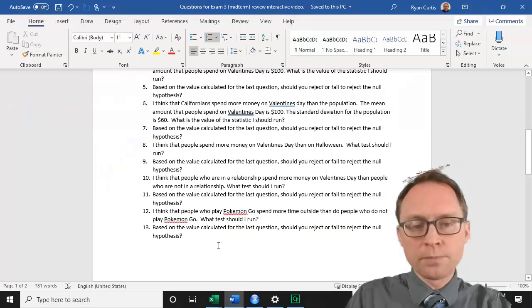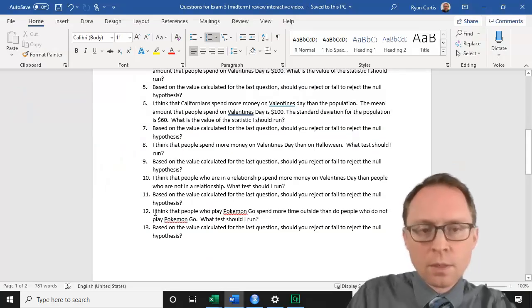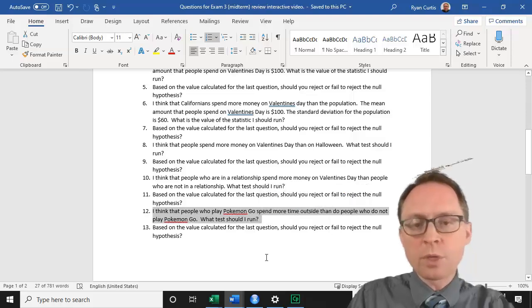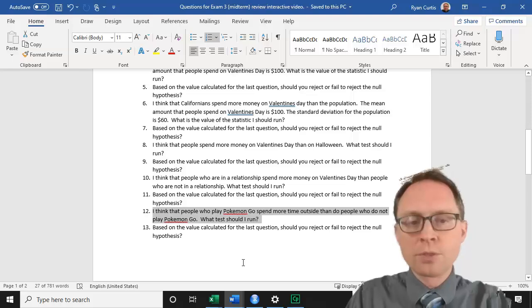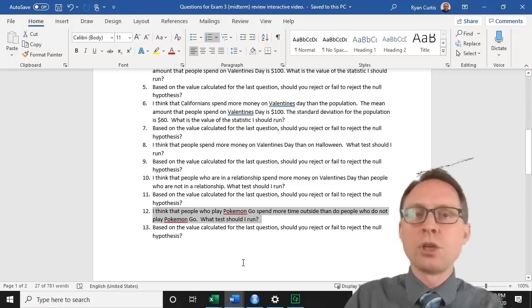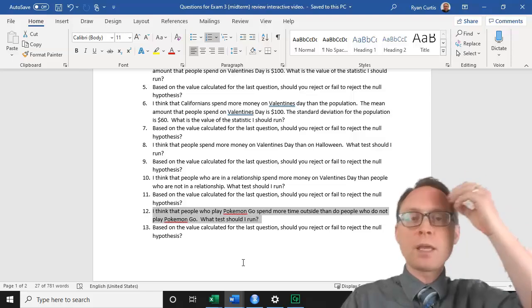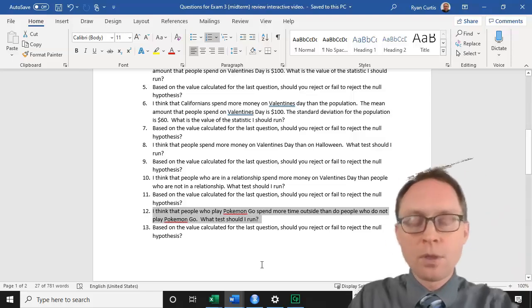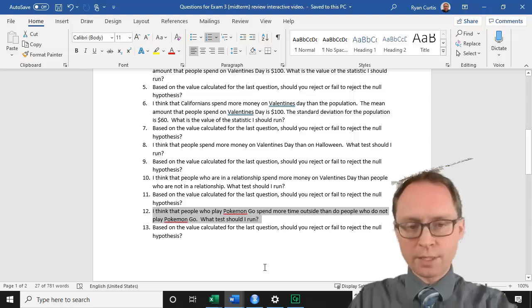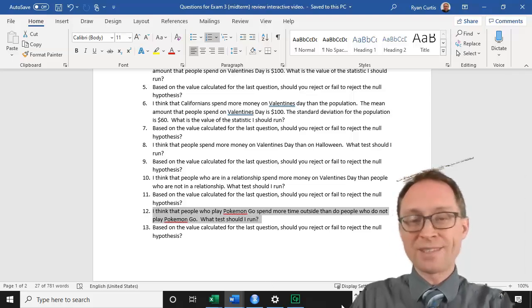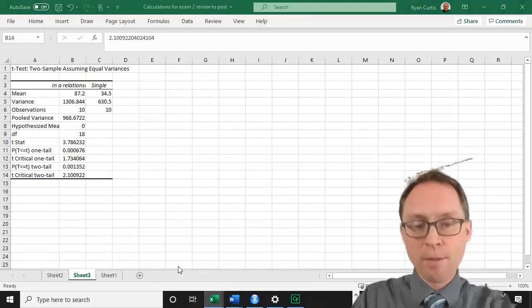Now, question number 12. I think that people who play Pokemon Go spend more time outside than do people who do not play Pokemon Go. What test should I run? And the answer is you should run an independent samples t-test, and here is how we are going to do it. This one, excuse me, I happen to know that our n's are going to be different on this one.